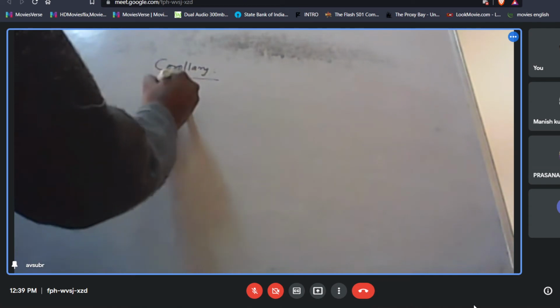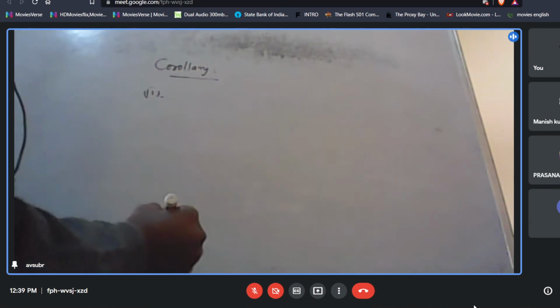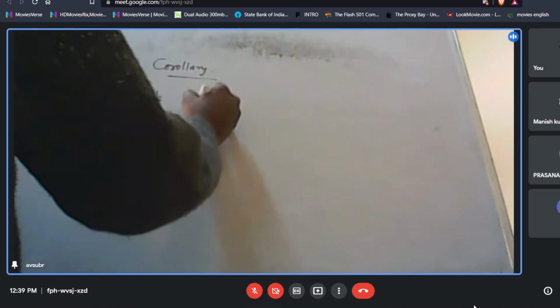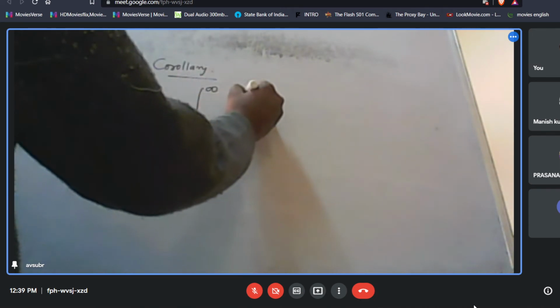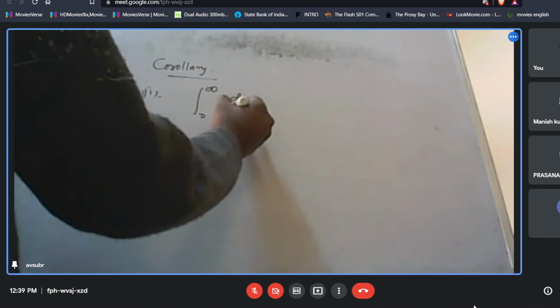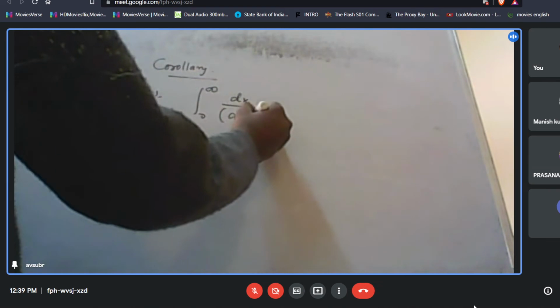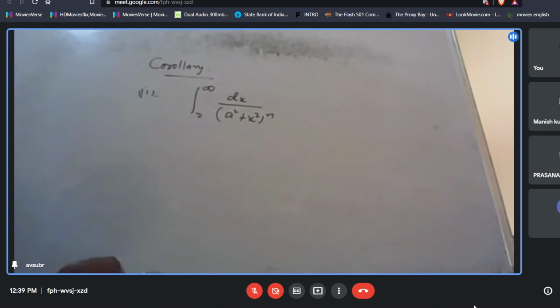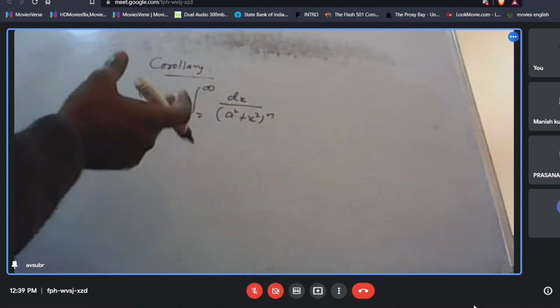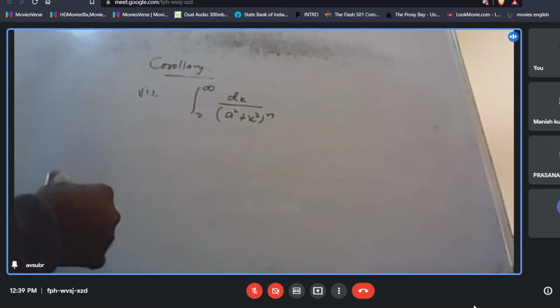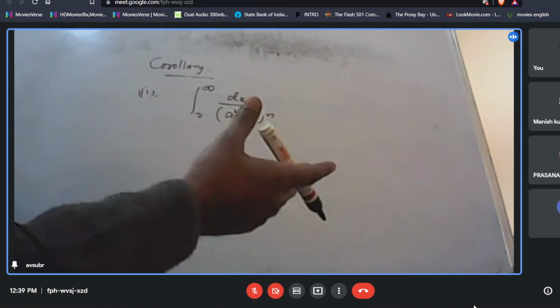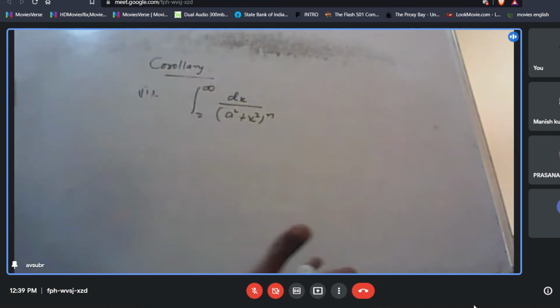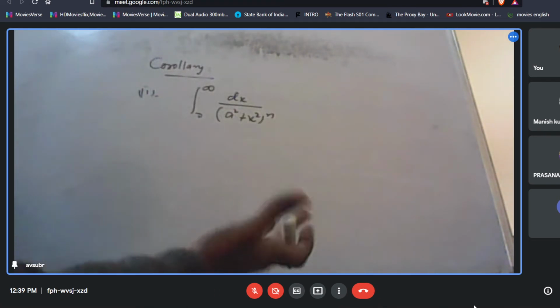Next is, if you have this kind of integration, dx by a square plus x square to the power n. Now apparently it doesn't look similar to Wallis formula, right? But I can convert and bring it to that form where I can easily solve it, because it has already been solved. So I have to just use the formula.